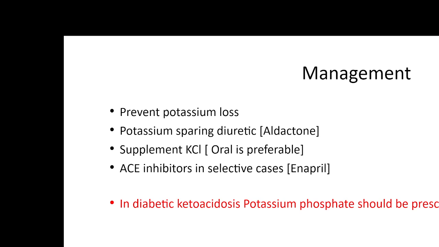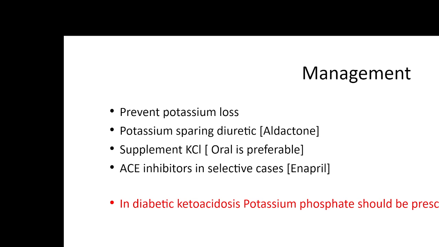The management of hypokalemia in other conditions would be supplementing potassium, or potassium sparing diuretics like aldactone have to be given. Particularly in patients who have a renal pathology, aldactone is one of the drugs of choice, and supplementing with potassium chloride, oral, is always preferable. If there is a known cause of loss of potassium, that has to be managed. Another drug which can be given, particularly in renal pathologies which can produce hypernatremia, is enalapril, that's ACE inhibitors, which is one of the drugs in certain cases, particularly in patients who have renal pathologies.